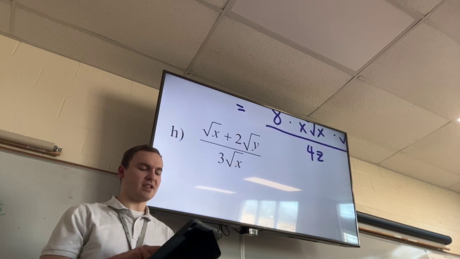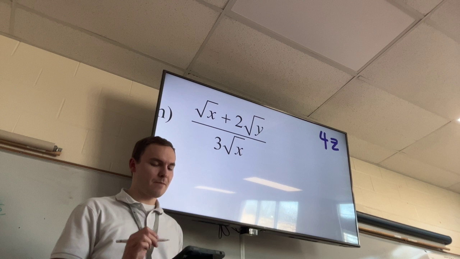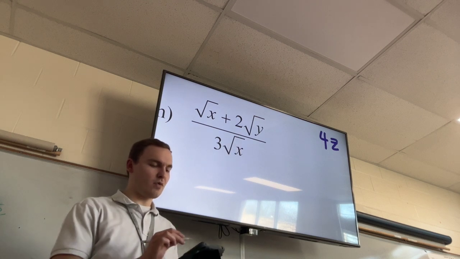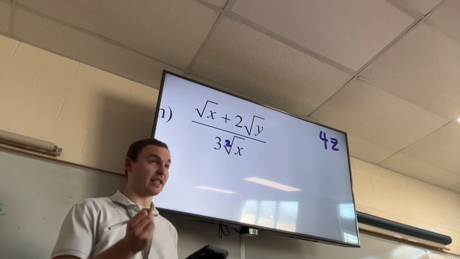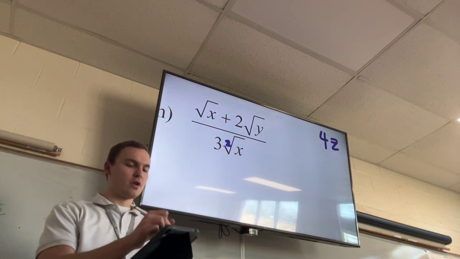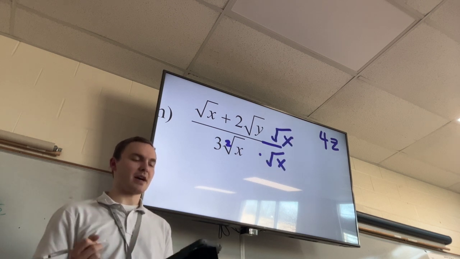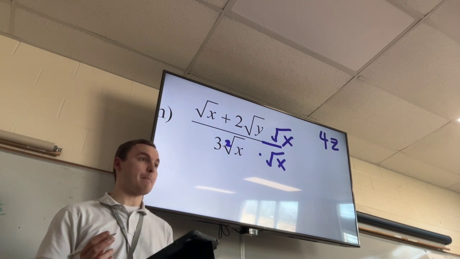Ooh, fancy. I do the same thing, though, okay? So I can't have a square root in the bottom, right? Since it's a square root, the number outside the radical is 2. So I want to have 2 square root of x's, okay? So I'm going to multiply the top and bottom by the square root of x, okay?